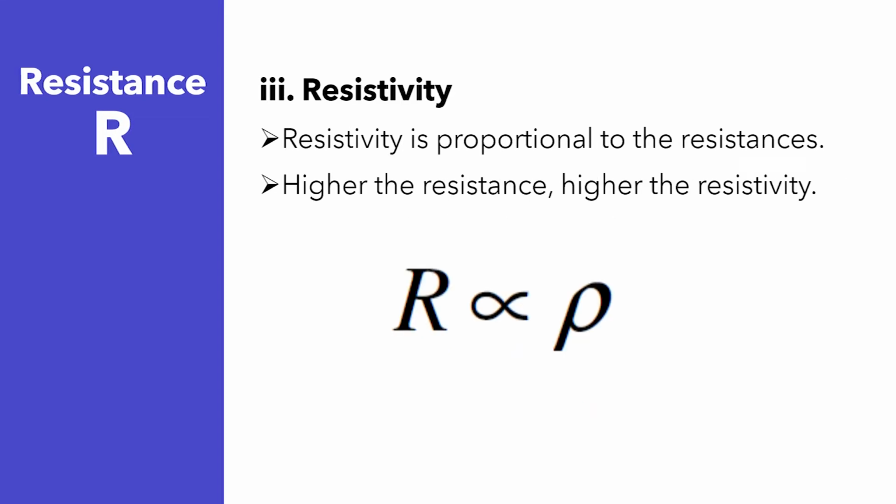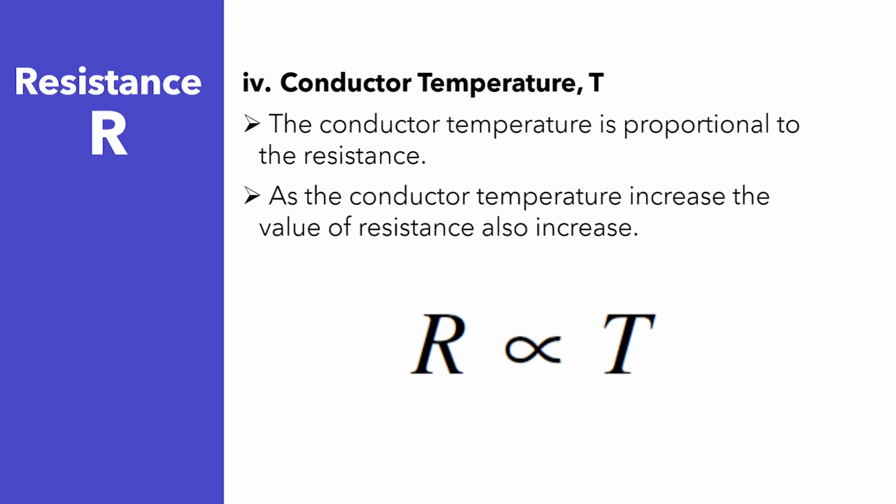Third, resistivity. Resistivity is proportional to the resistance. The higher the resistivity, the higher the resistance. R is directly proportional to rho. Rho is the symbol of resistivity. Fourth, conductor temperature, T. The conductor temperature is proportional to the resistance. As the conductor temperature increases, the value of resistance also increases. R is proportional to T.